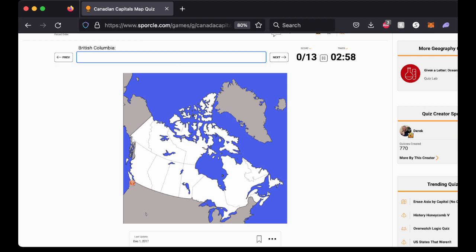Okay, capital of British Columbia is Victoria. Newfoundland and Labrador is St. John's. Capital of Quebec is Quebec City. Capital of New Brunswick is Fredericton. Okay, capital of Saskatchewan is Regina. Capital of Prince Edward Island is Charlottetown.